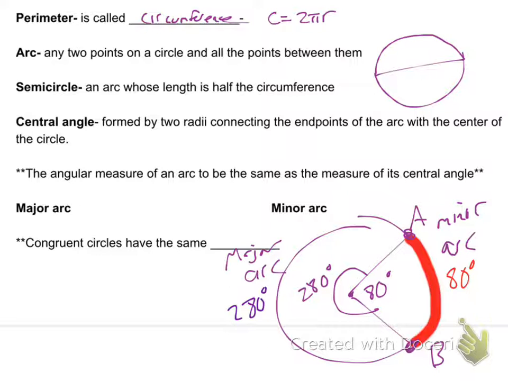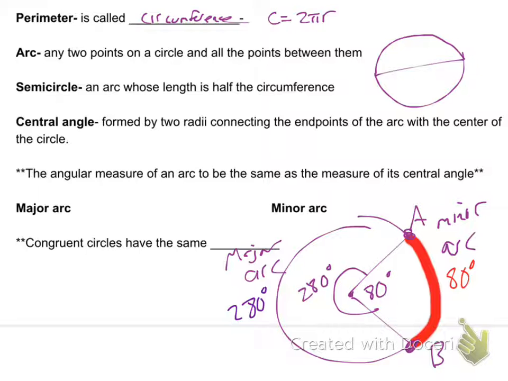The arcs, major or minor, take the same degree as its central angle. It's going to help us solve a couple problems. And all the central angles added up should equal 360, just like all of the arcs should add up to 360. Makes it pretty nice.